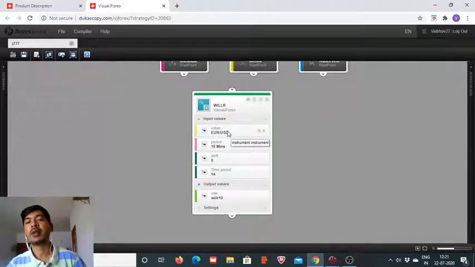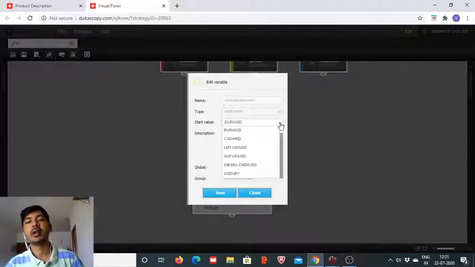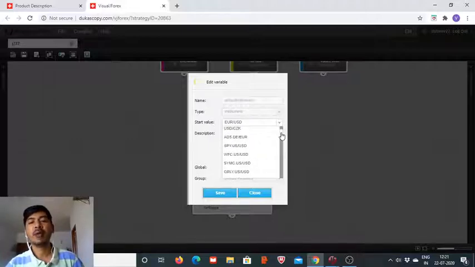You have to provide the default instrument. Any instrument on which you want to trade can be taken here. So you can choose any instrument which is supported by the Dukascopy Bank SA, this Visual JForex platform. We have this listing here of all the instruments which are supported.